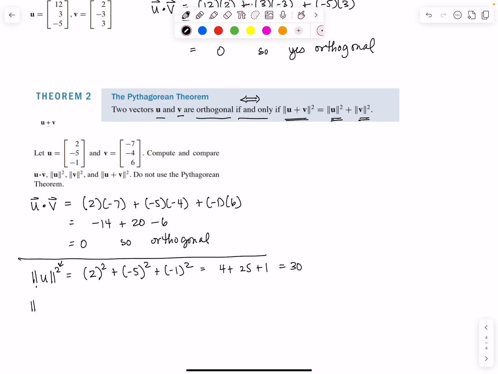Now let's find the length of v and square that. So this just gives me the entries of v squared and added up. So negative 7 squared, negative 4 squared, 6 squared. So 49 plus 16 plus 36, and I get 101.